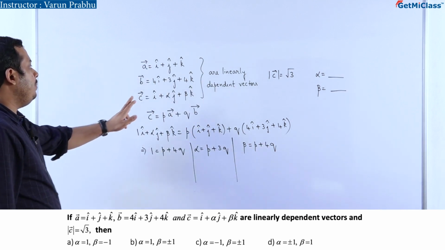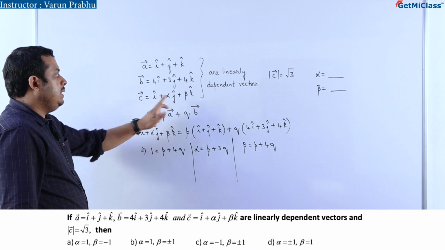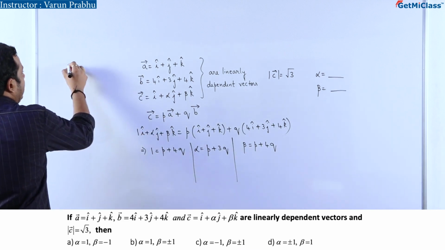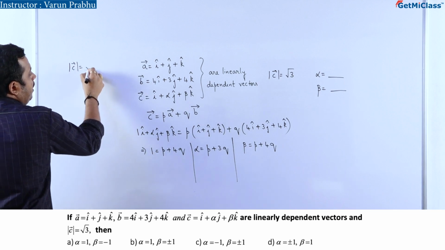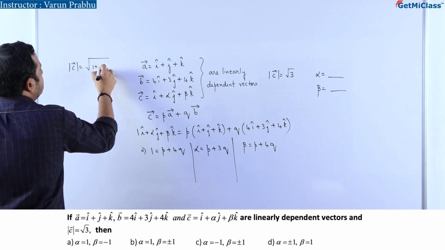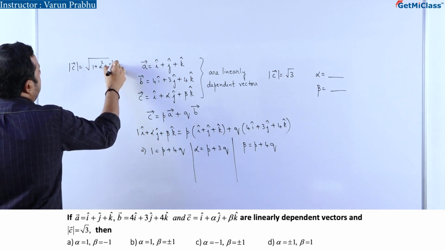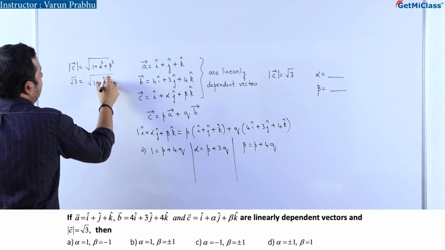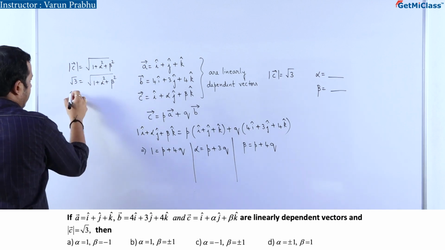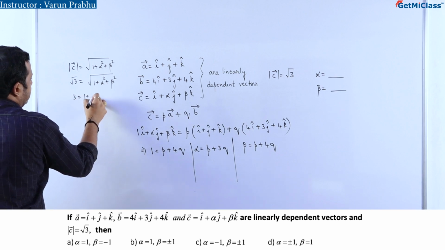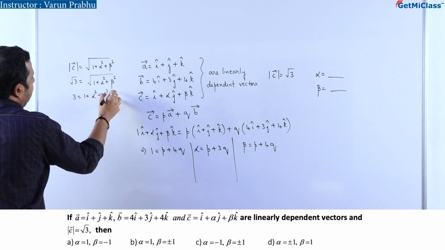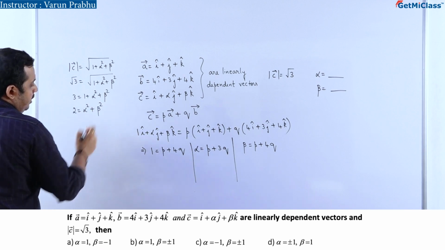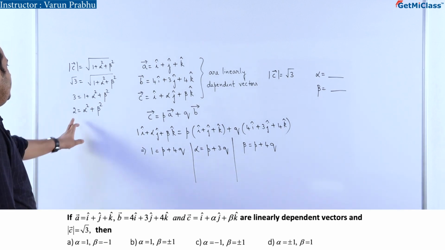Now also it's told in the problem that the magnitude of vector C is equal to root 3. So the magnitude of vector C will be equal to the square root of 1 plus alpha square plus beta square. So root 3 is equal to root over 1 plus alpha square plus beta square, correct? 3 is equal to 1 plus alpha square plus beta square. 2 is equal to alpha square plus beta square, right?